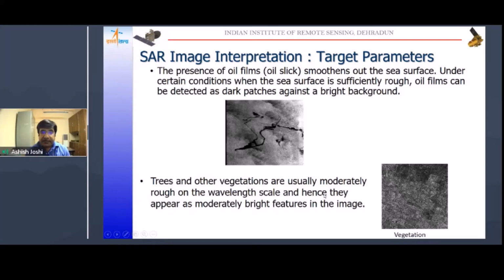Trees and other vegetation are usually moderately rough on the wavelength scale, and hence they appear as a moderately bright feature in the image. So you can see the vegetation appears as bright objects, as bright tones in the SAR image.